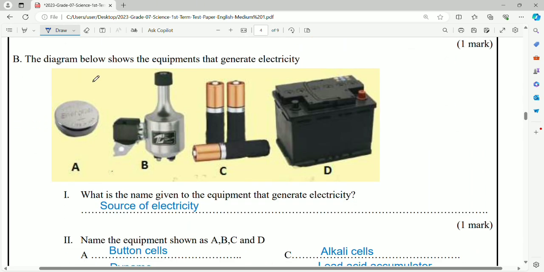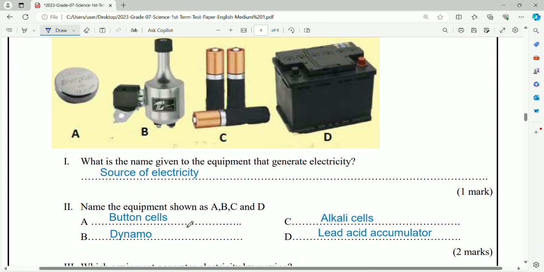The diagram below shows equipment that generates electricity. What is the name given to the equipment that generates electricity? Source of electricity. Things that generate electricity are known as sources of electricity. Name the equipment sources A, B, C and D. A, button cells. B, dynamo. C, alkali cells. D, lead acid accumulator.